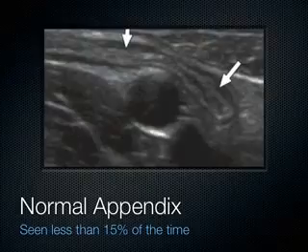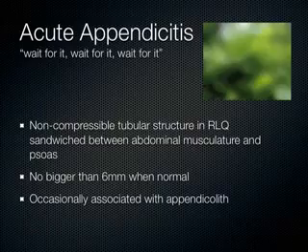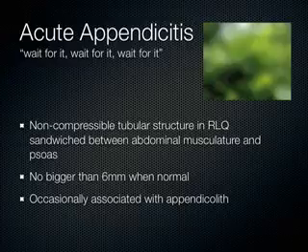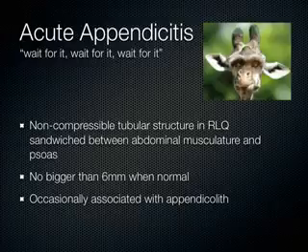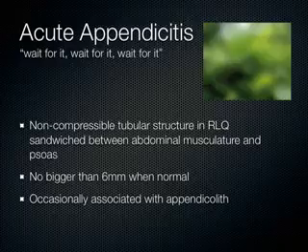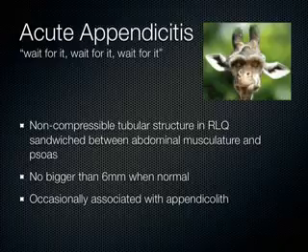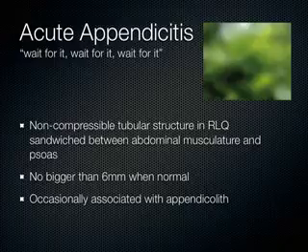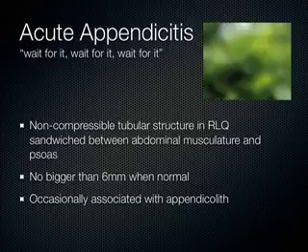Now, when you look for the appendix, what you're doing is searching around for that non-compressible tubular structure in the right lower quadrant that gets sandwiched between the abdominal musculature and the psoas muscle. And you're kind of waiting for it, and all of a sudden you get lucky and it pops its head out at you. And then as fast as it does that, it's gone again. And you end up like, whoa, wait, did I just see it? Hit freeze, and then you can scroll back and see it again. Or you just keep compressing around, looking for it, and then boom, there it is again, and then it goes away. So there's a lot of art here, and it's very operator dependent and user dependent. But over time, you find that you do get better with this.